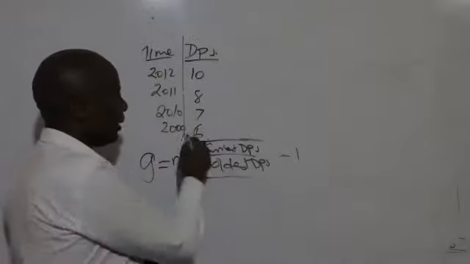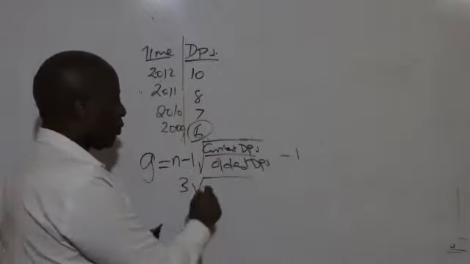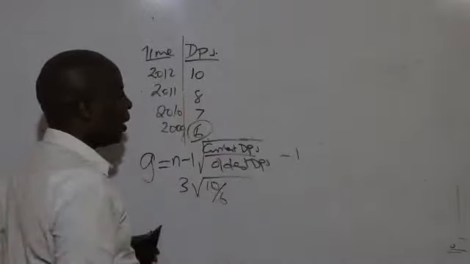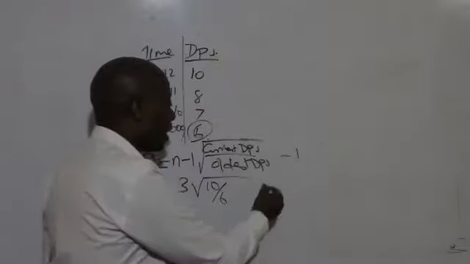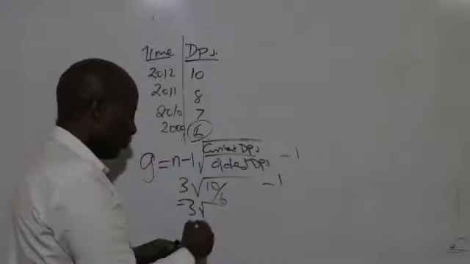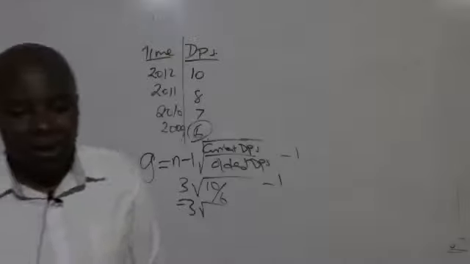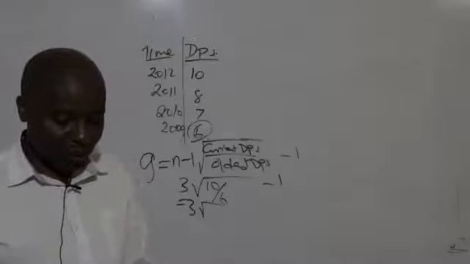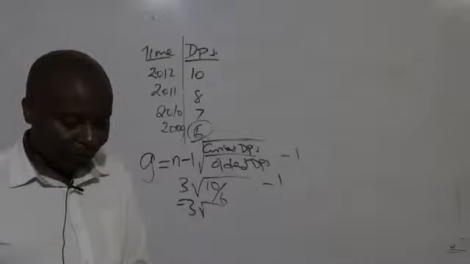The current dividend is not this one. The most current year is 2012. So you're talking of 10 over 6 like that. And then whatever we shall get here, we will come and subtract 1. So this will be the third root of 10 divided by 6. So 10 divided by 6, what do we have here? Come and tell us.